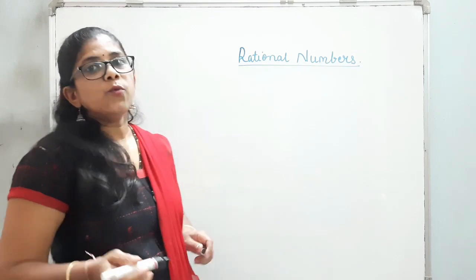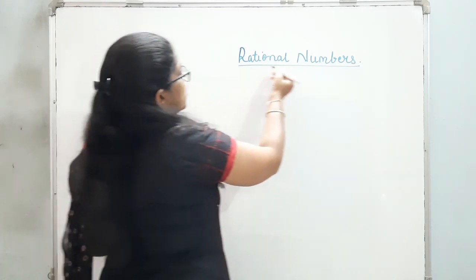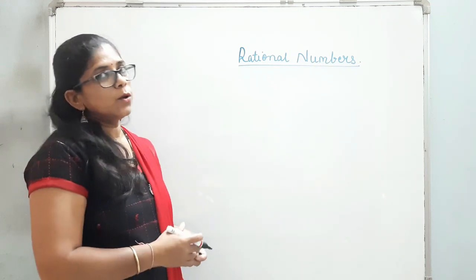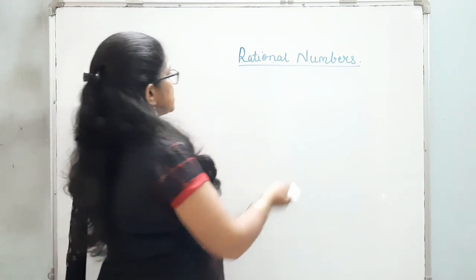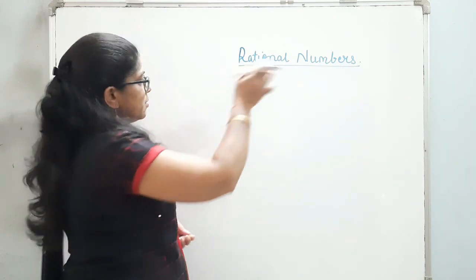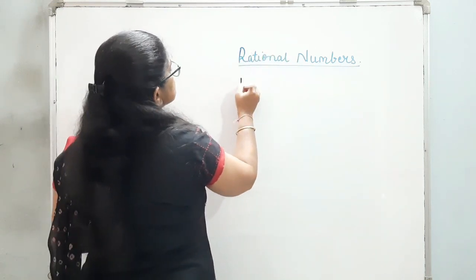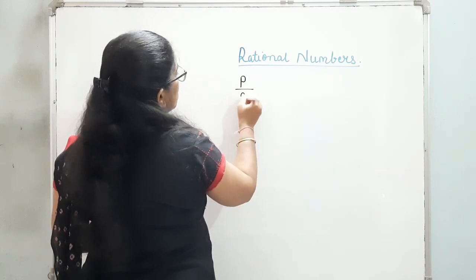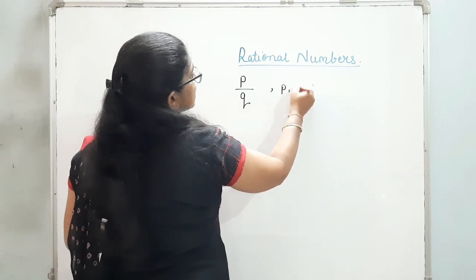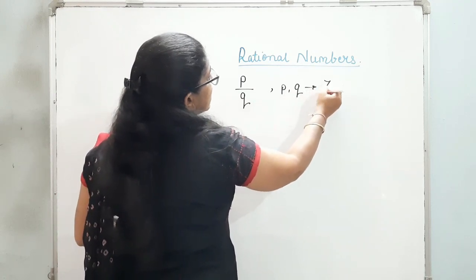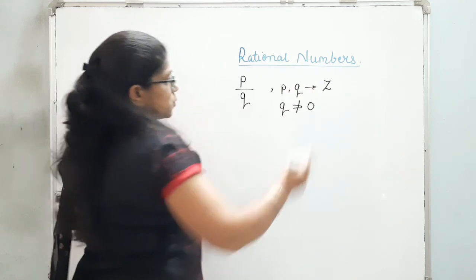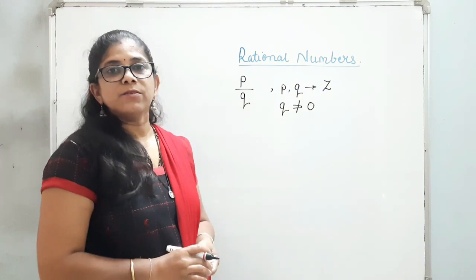Today in this video, we are going to see what is the meaning of rational numbers. Means we are going to study in detail more about the rational numbers. How did we define rational numbers in our previous video? The numbers which can be expressed in the form of p upon q, where p and q are integers and q is not equal to 0. So such numbers are defined as rational numbers.